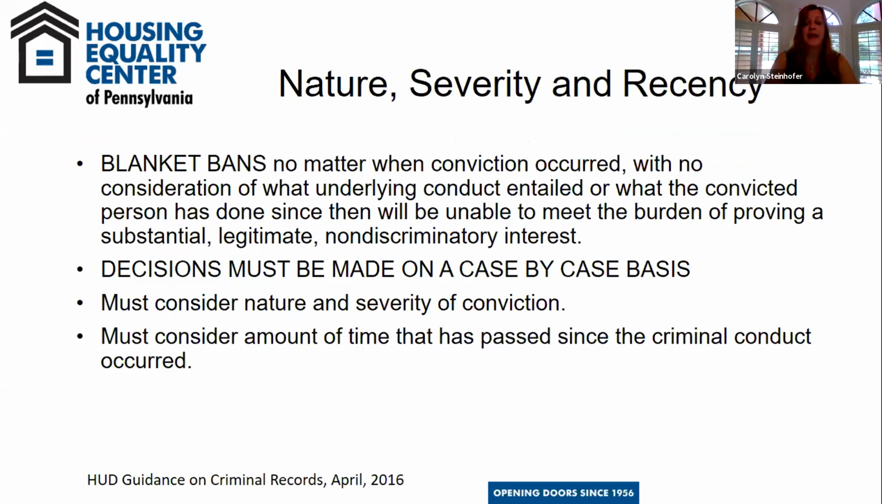So blanket bans stating that we will not rent to anyone with any type of criminal record, no matter when the conviction occurred, without considering anything that the person has done since then to rehabilitate themselves, will be unable to meet the burden of proving a substantial, legitimate, non-discriminatory interest. So the HUD guidance states that decisions have to be made on a case-by-case basis. You must consider the nature and severity of the conviction and the amount of time that's passed since the criminal conduct occurred.